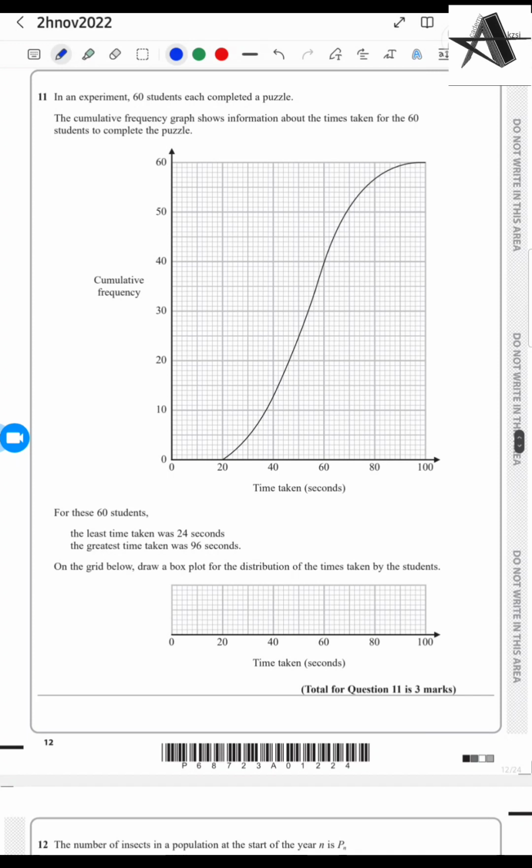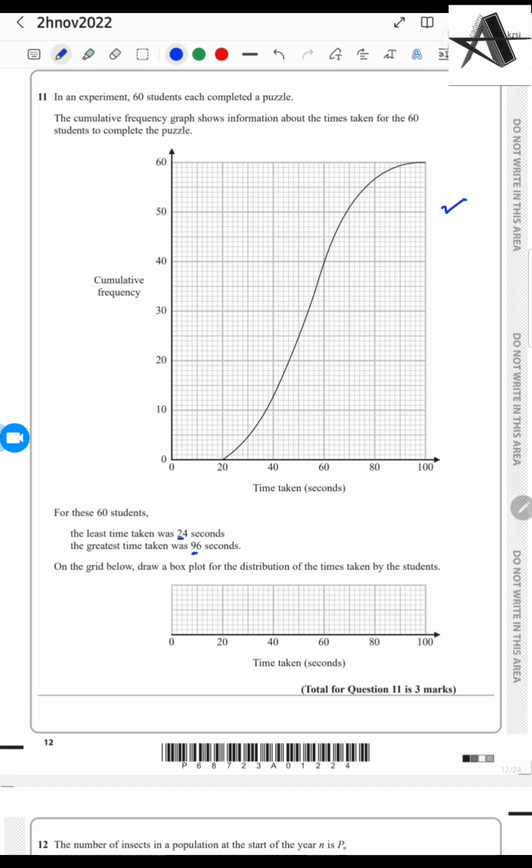In an experiment, 60 students each completed a puzzle. The cumulative frequency graph shows information about the time taken for the 60 students to complete the puzzle. For these 60 students, the least time taken was 24 seconds and the greatest was 96. On the grid, draw a box plot. For the box plot, you should know the minimum value and the highest value, which are given, the interquartile range, that means the upper quartile and lower quartile, and the median. This you can find by this cumulative frequency graph.